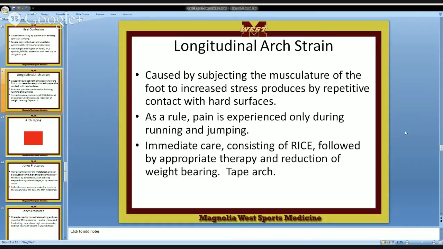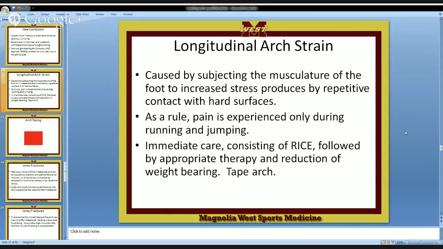This arch strain is caused by subjecting the musculature of the foot to increased stresses. It's produced by repetitive contact with hard surfaces. And let's go back to those shoes. You need to find out if they have an arch cookie in it. Do you know what an arch cookie is? It goes out here and it arches up and then it raises up inside on your arch to help support your arch. If it doesn't have a decent arch cookie in it, you're not getting any help for your arch.